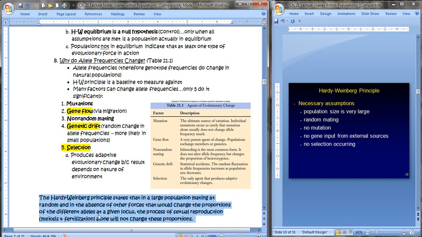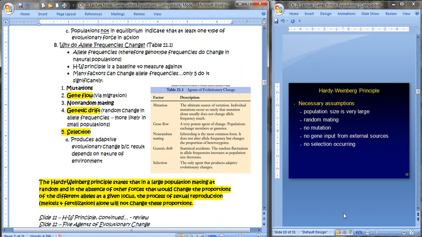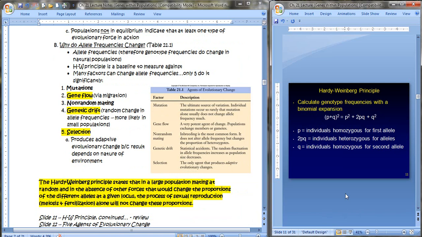So the Hardy-Weinberg principle states that in a large population, mating at random and in the absence of other forces that would change the proportions of the different alleles at a given locus, the process of sexual reproduction alone will not change its proportions. There are other factors involved. And here again is our equation, just reminding you of what they mean.